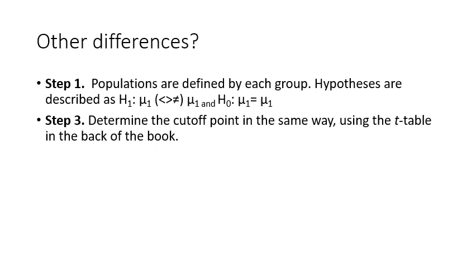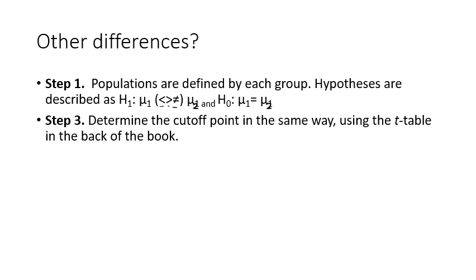Well, the populations are defined by each group, and so we would describe the hypotheses as follows. The research hypothesis is mu1, then you state the direction, is it greater than, less than, or not equal to, different from the mu for the second group. And the null hypothesis is mu1 equals mu2. So we can state the hypotheses in that way. I'll give you more examples of that.